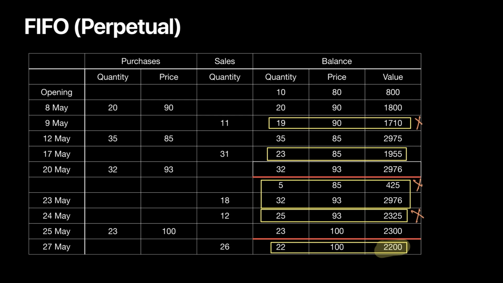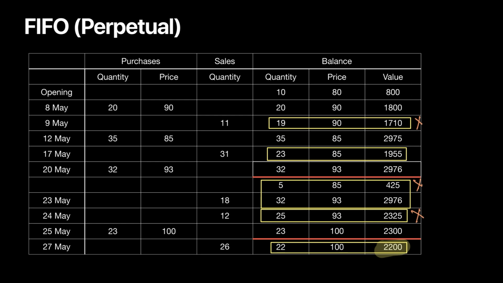If you guys recall from the previous video, this is the same answer as periodic. So first in, first out, periodic and perpetual should give you the same answer. But as you guys can see, we've kept a detailed record after every transaction over here. This is how it is supposed to be done.